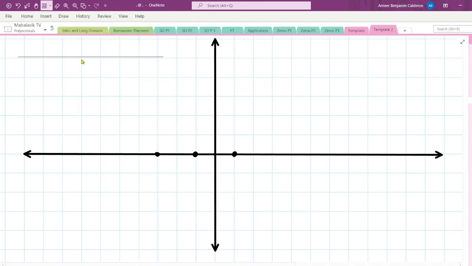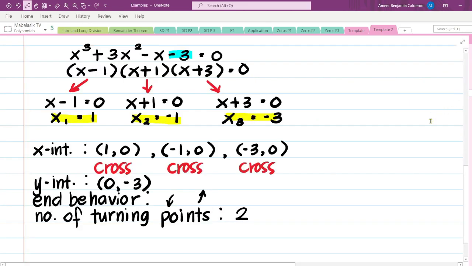So between these two x-intercepts, the midpoint is right here. But what is this? This is negative 2. So I will remember, one of the midpoints is negative 2. How about these two x-intercepts? The midpoint is right here. That's 0. So those are our two x values, negative 2 and 0.